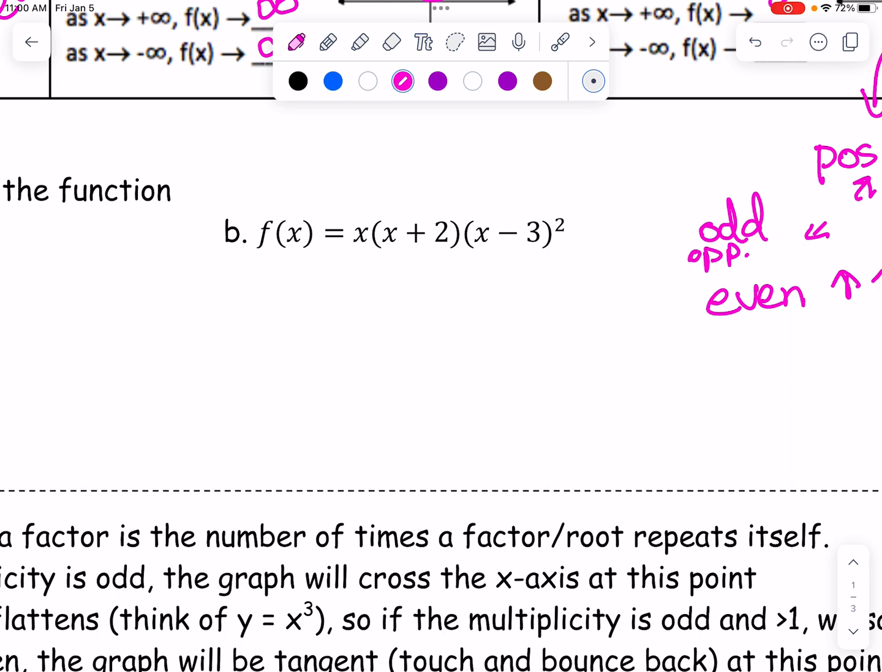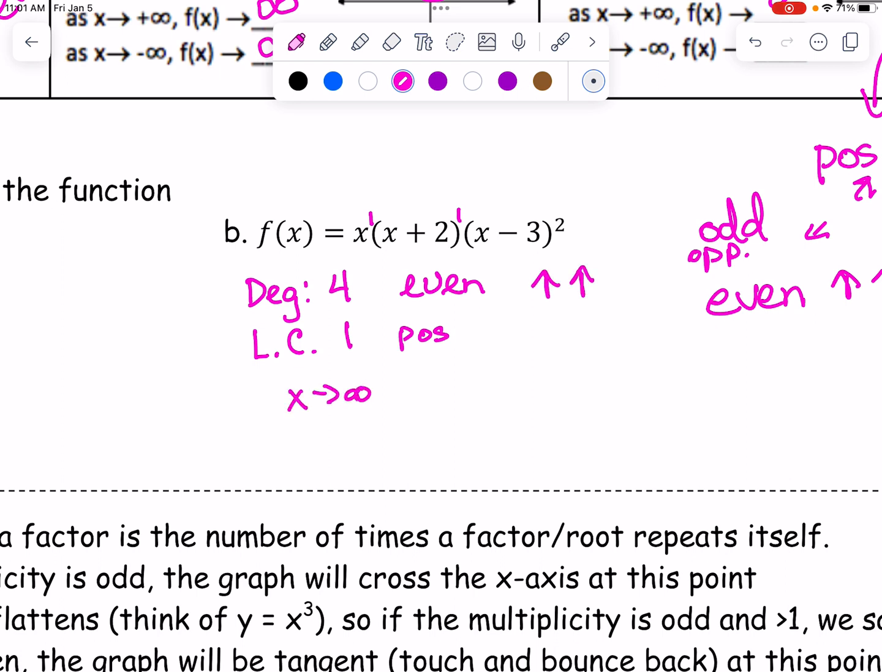This is in factored form, so we want to make sure everything has its own exponent. My degree is going to be 2, 3, 4, which is even. And our leading coefficient is 1, and it is positive, which means that both of my ends are going to be facing up. So as x approaches positive infinity, y approaches positive infinity. As x approaches negative infinity, y approaches positive infinity.